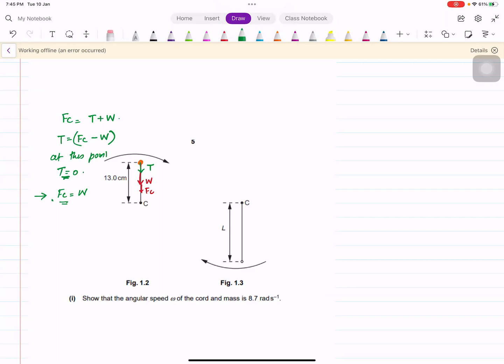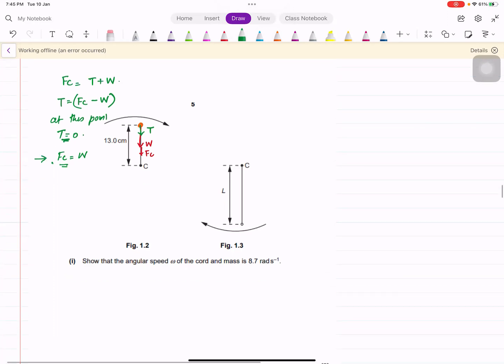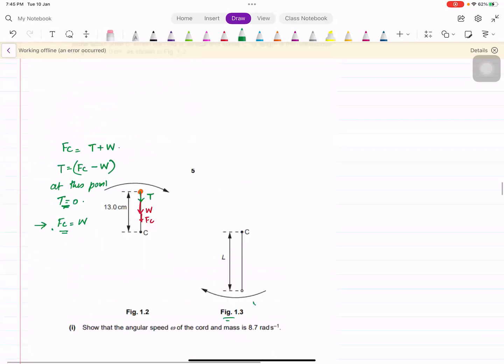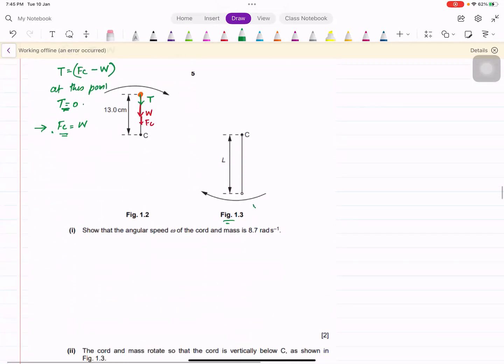Okay, now it says, when it reaches this point in figure 1.3, that's when it's fully extended. It says show that the angular speed is 8.7 radians per second. Okay, I think we can do that.